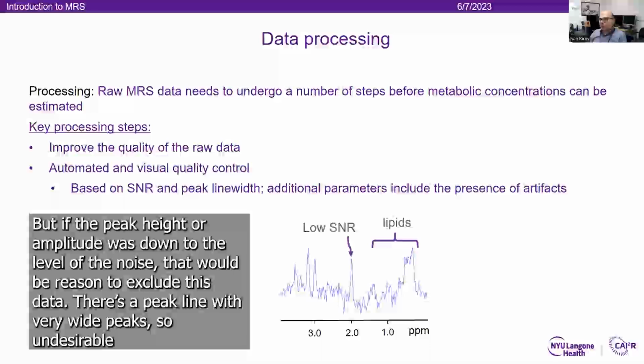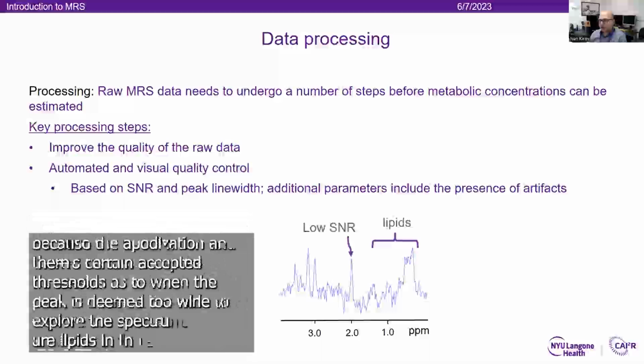In terms of peak line width, very wide peaks are undesirable because they impede quantification, and there are certain accepted thresholds as to when a peak is deemed too wide, and the spectrum is excluded.